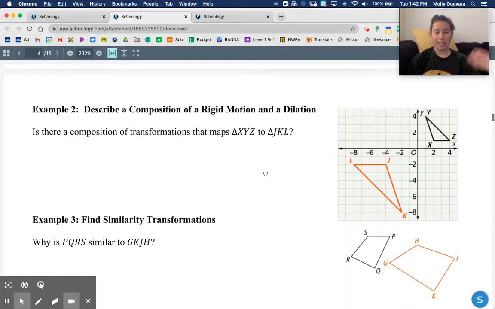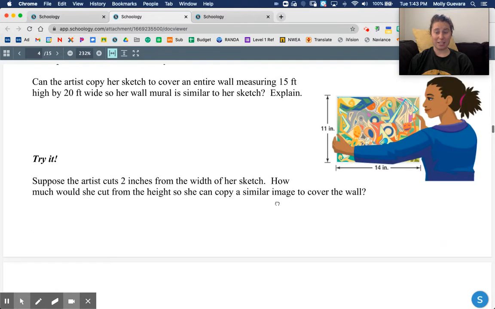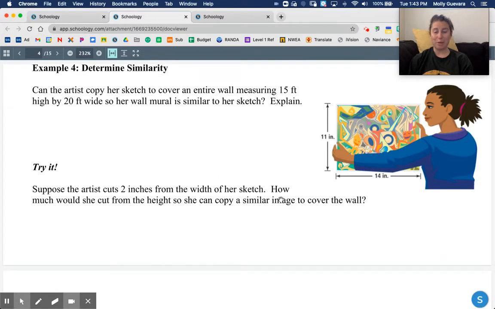We're actually going to skip example 2 and example 3 here, and we're going to continue on with example 4. Okay, so example 4 says, can the artist copy her sketch to cover an entire wall measuring 15 feet high by 20 feet wide, so her wall mural is similar to her sketch? Explain.